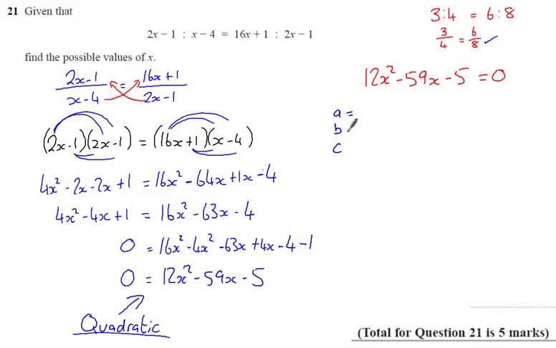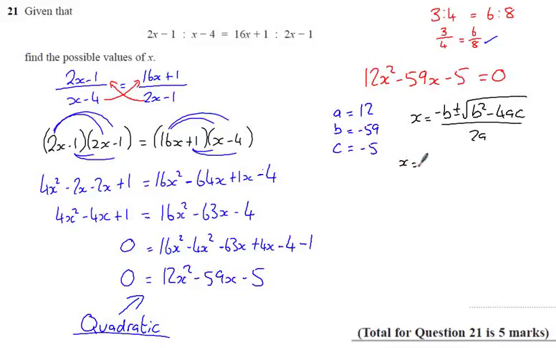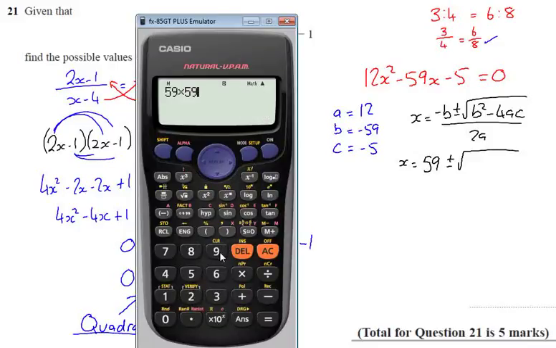So a, b, c. a is 12, b is minus 59, and c is minus 5. So I'm just going to use the quadratic formula to solve for my possible values of x. So x is equal to minus b plus or minus the square root of b squared minus 4ac all over 2a. So x is equal to minus minus 59 is 59 plus or minus the square root of minus 59 squared. That's the same as 59 squared, 3481.